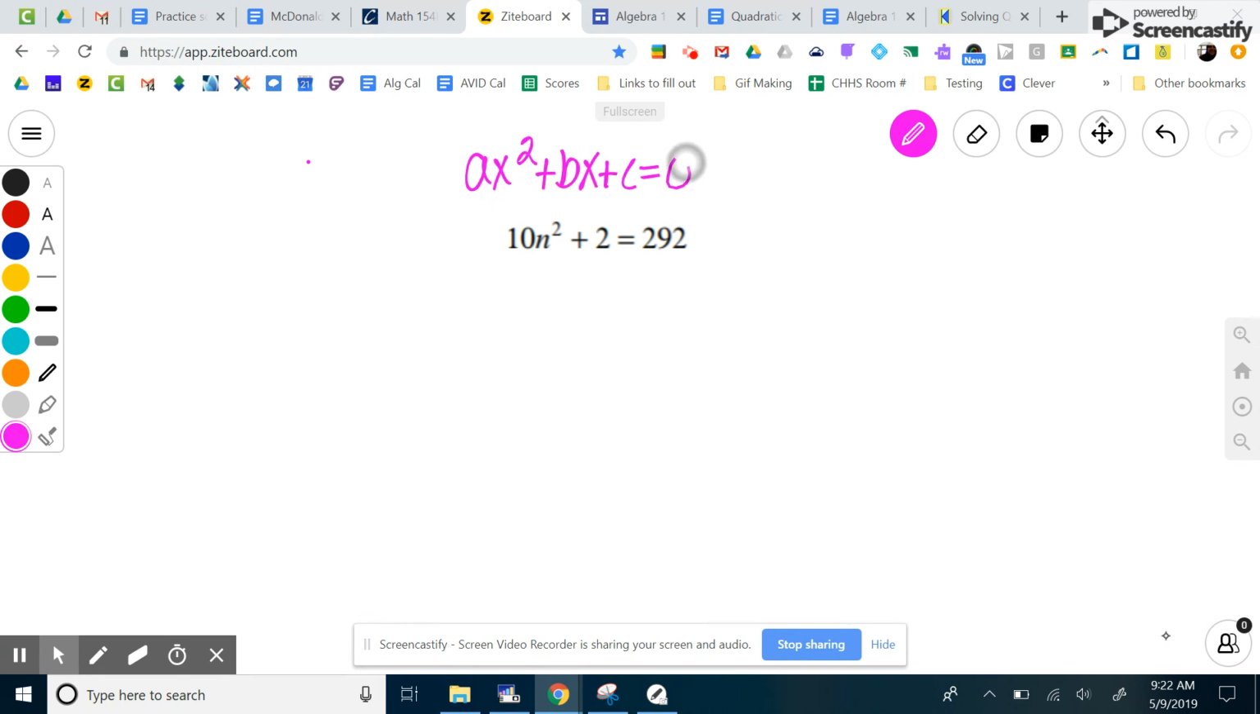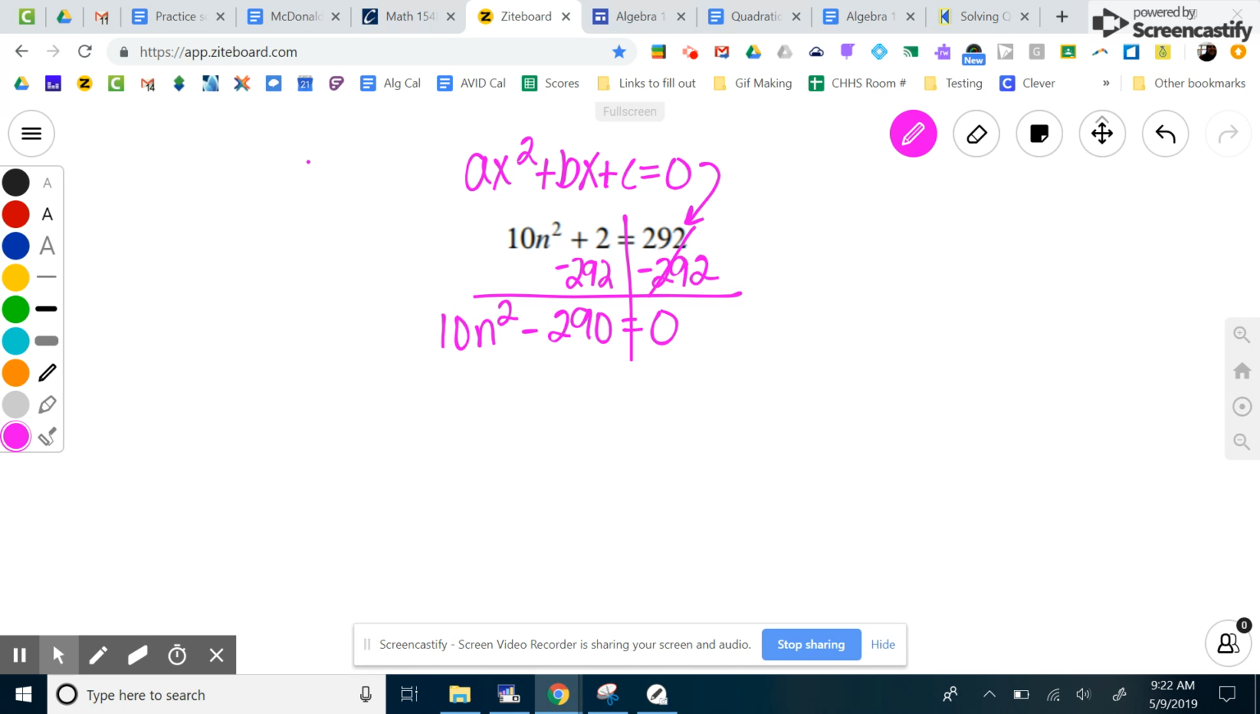So here's our standard form. I need to get this equal to 0, so I need to move the 292 by subtracting it. 2 is its like term, so I'm going to do it right below it. So I ended up with 10n squared minus 290 equals 0.